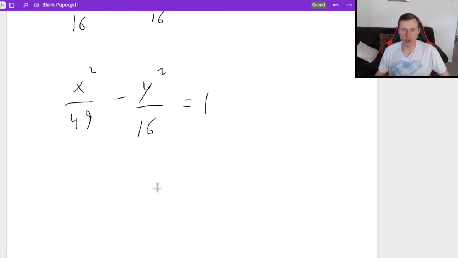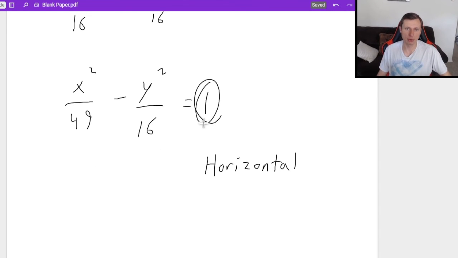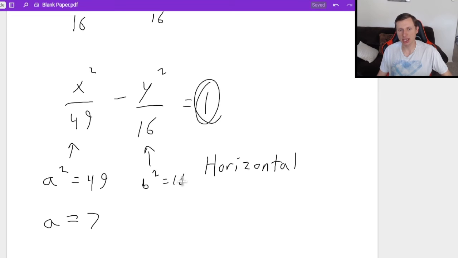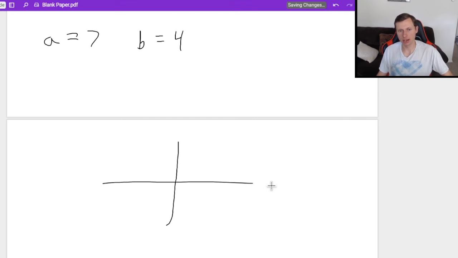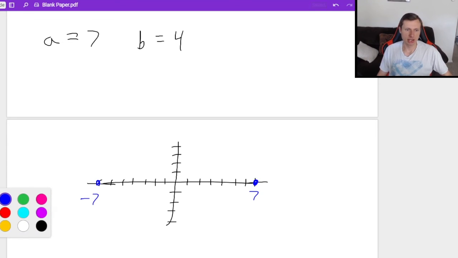Now we know a bunch of things already about this hyperbola. First of all, we know it's horizontal because the x is positive and the y is negative. And the second thing we know is, since this is 1 and we're happy with 1 there, that means a squared is 49, which means a is 7, and b squared is 16, which means b is 4. So now when I go to draw my hyperbola, 7 tick marks, that's a lot. 1, 2, 3, 4, 5, 6, 7, and then 7 on the left as well. And then 4 tick marks up and down. So here's my x's at -7 and +7, and here's my y's at +4 and -4.